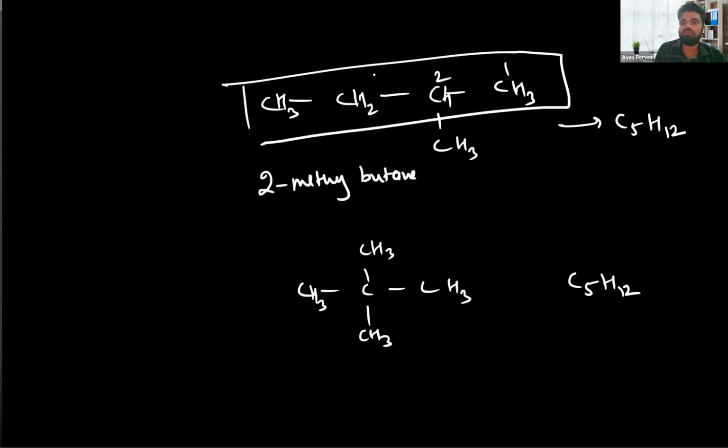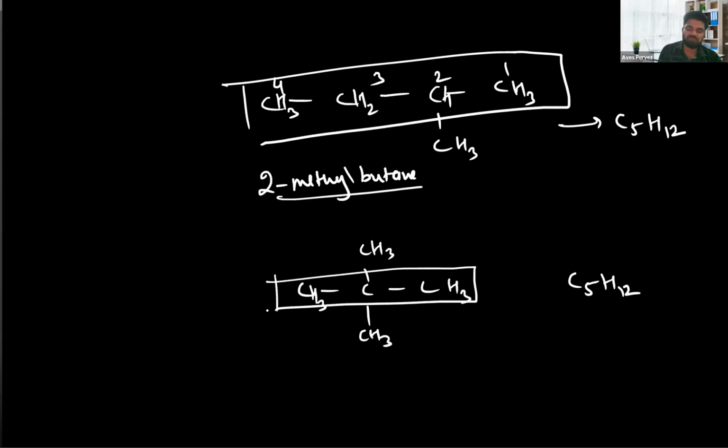This is 1, 2, 3, 4: the longest carbon chain has 4 carbons, and at position 2 we have only one single-carbon branch. So this is 2-methyl butane. 2-methyl is the prefix, and then "but" is for 4 carbons and the single bond is "ane". Okay. Write down the name of this one. Select the longest carbon chain as this.